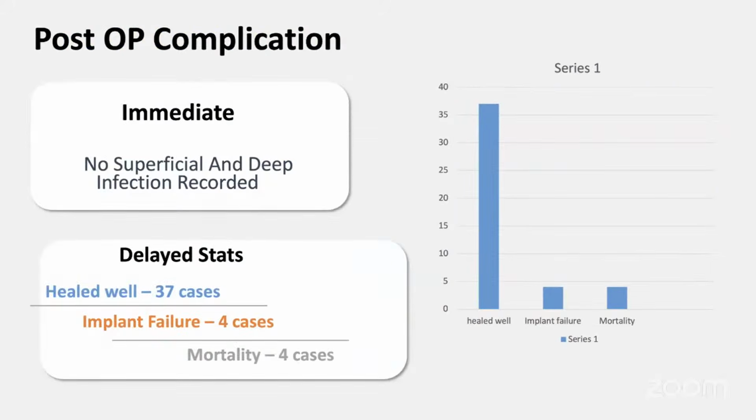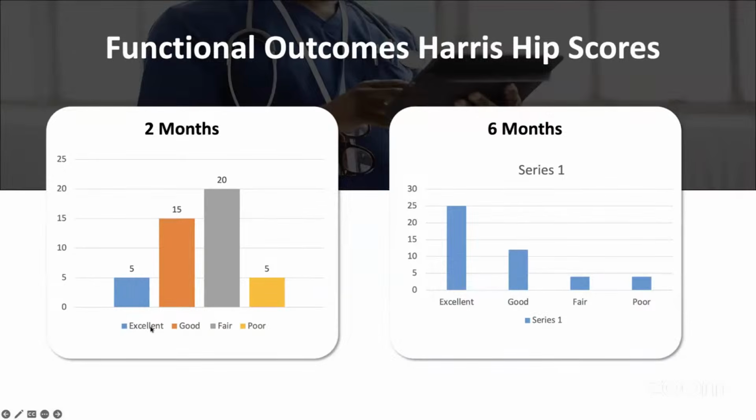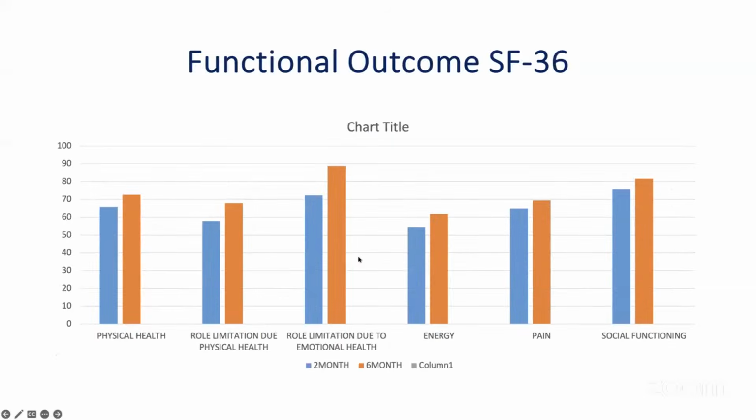There were no superficial or deep infections recorded. The fracture healed in 37 cases. There were 4 implant failures, and there was mortality in 4 cases. At 2 months, excellent function was seen in 5 patients, which improved over time. At about 6 months, in 25 patients we could get excellent function, and in around 10-12 patients we could get a good function.